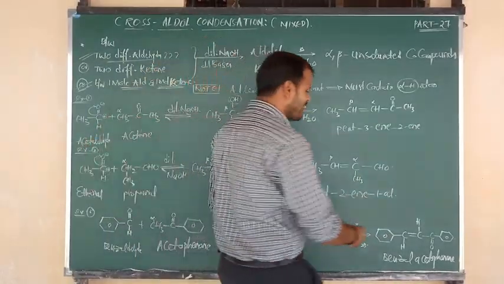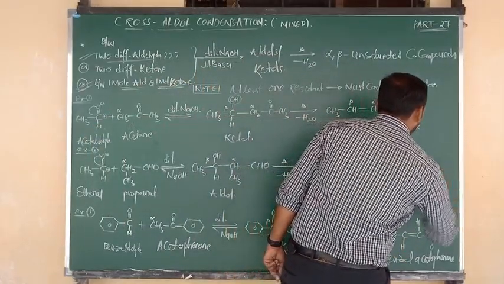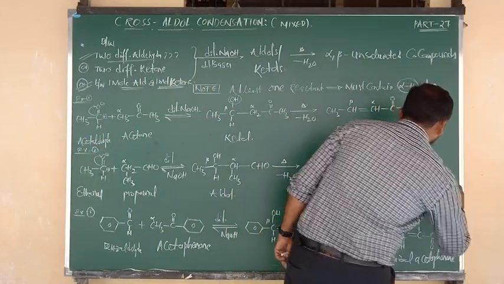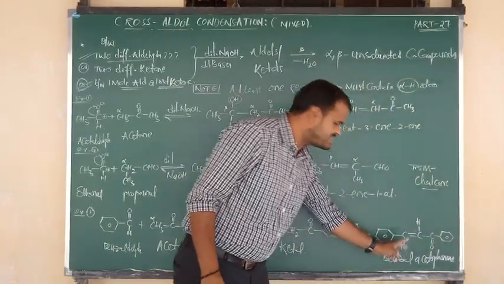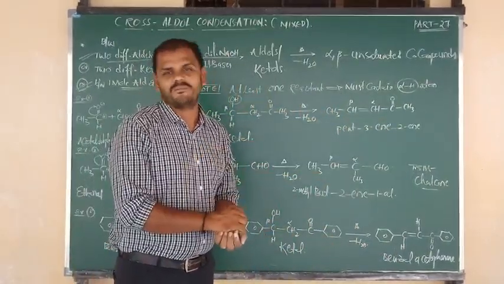So the name of this last product is trans chalcone, because around the C double bond C, the hydrogens are opposite to each other, so we can say trans chalcone is the more stable form.